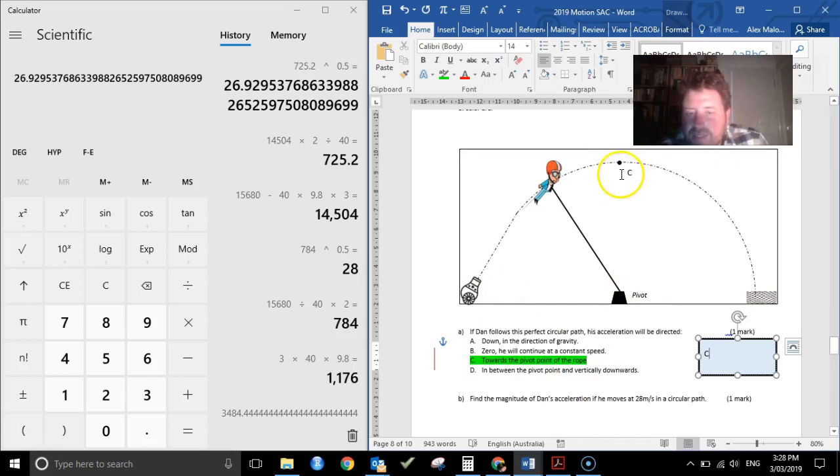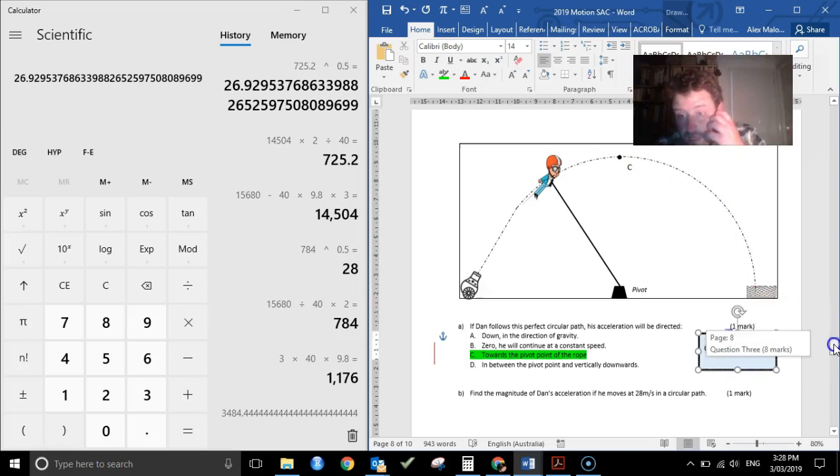If he happens to be at that point C, yes, it'll be down in the direction of gravity, but it won't just be gravity. There'll also be some tension from that rope probably. And if there's not, then he's in a bit of trouble because that means he's starting to fall under the influence of gravity rather than in this circular motion path. So that's what it's going to be: C.